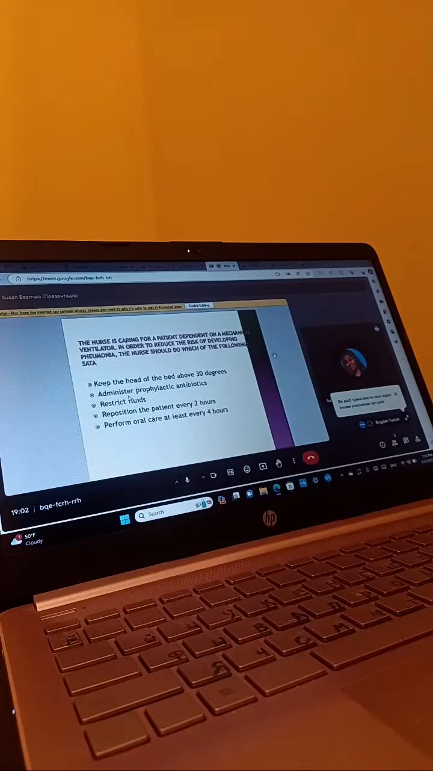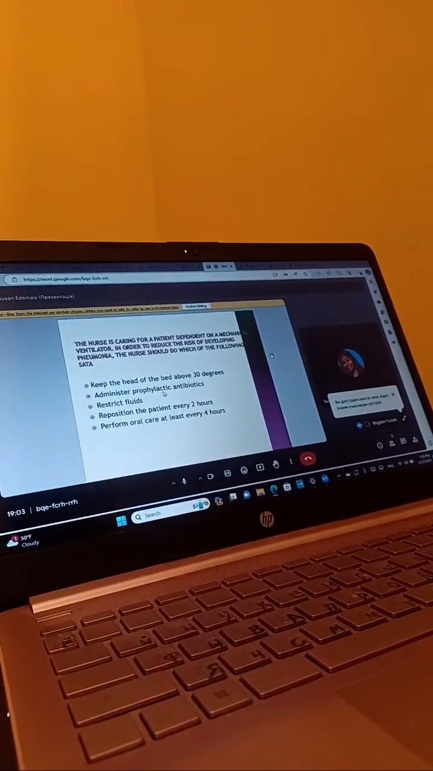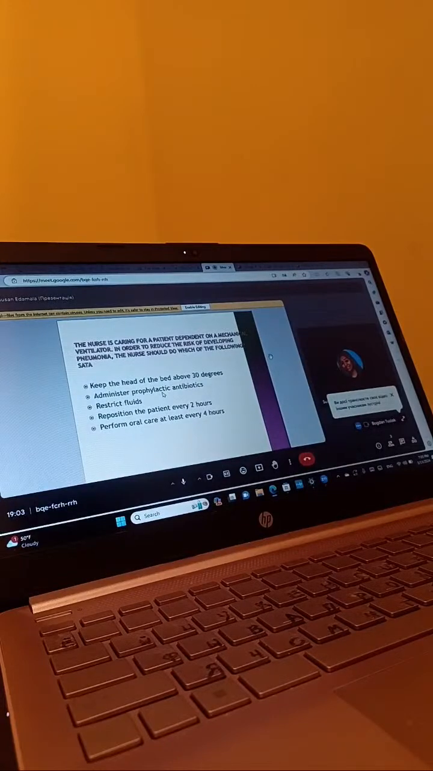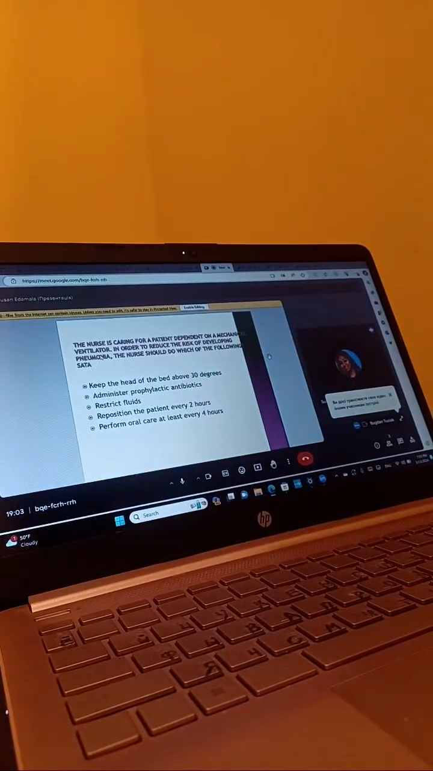Again we'll make the columns good and bad, positive and negative. Keep the head above 30 degrees: is that positive or negative? Yes, it's positive. Put it in the yes column. Antibiotics to prevent pneumonia? No. Prophylactic antibiotics, why not? I thought about coronavirus. Antibiotics are not good. Pneumonia here is bacterial, not corona. It doesn't say specifically viral pneumonia, so it is to be bacterial pneumonia.